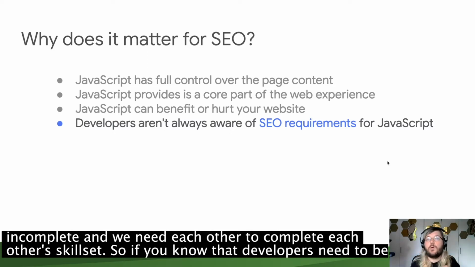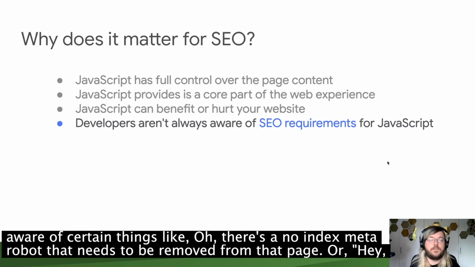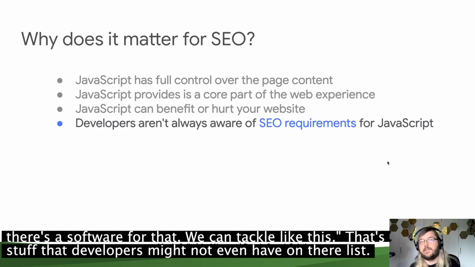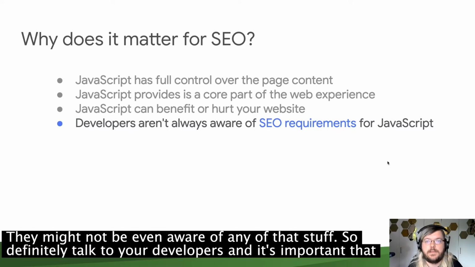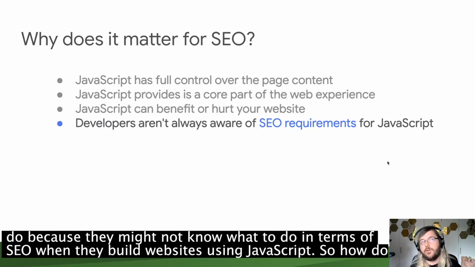So if you know that developers need to be aware of certain things like, oh, there's a noindex meta robots tag that needs to be removed from that page, or hey, there's a soft 404 that we can tackle like this, that's stuff that developers might not even have on their list. They might not even be aware of any of that stuff. So definitely talk to your developers, and it's important that you do because they might not know what to do in terms of SEO when they build websites using JavaScript.